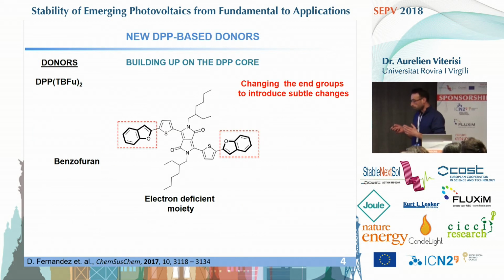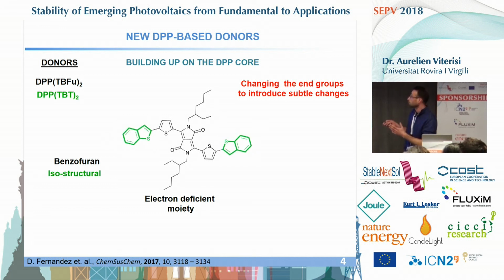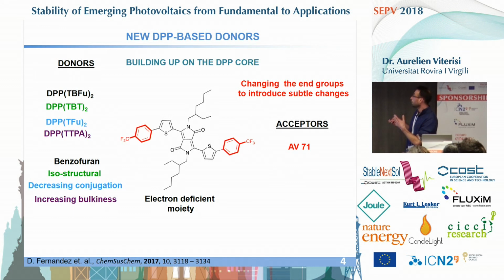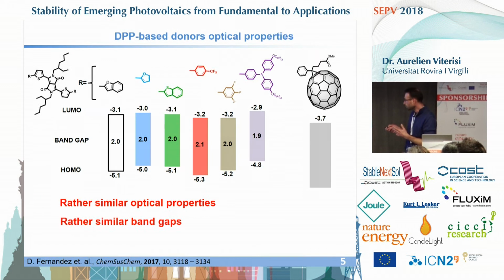So to do so, we designed a family of donor molecules, which we based on the DPP-TBFU molecule, which was at the time a very popular one. And we swapped the N groups here for different electron donor groups and some acceptor groups. We designed them in such a way that their optical properties would be very similar. And as you can see, they all have a very similar band gap. That was done on purpose.